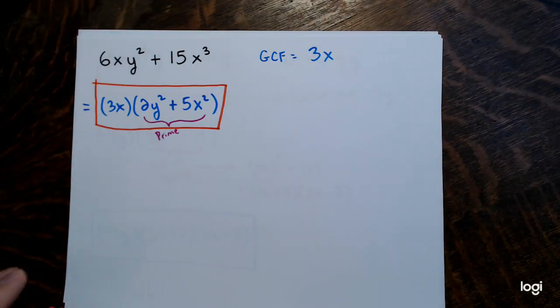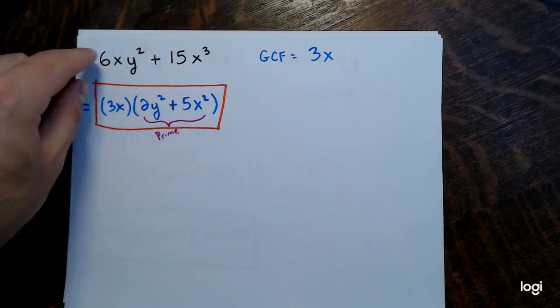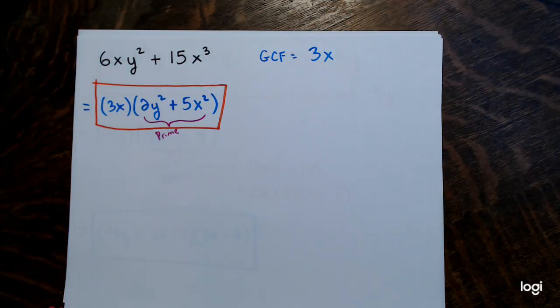And again, double check by multiplying. Distribute the 3x. You'd get your 6xy squared plus 15x cubed back. Okay. So always GCF first. And then if something's got two terms, is it a difference of squares, a difference of cubes, or a sum of cubes? And that's really all you can handle right now.